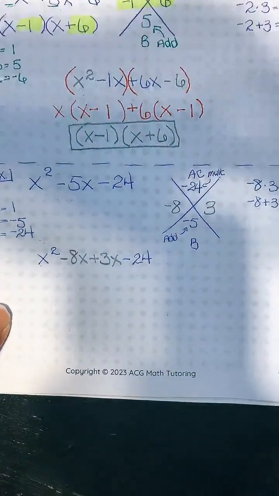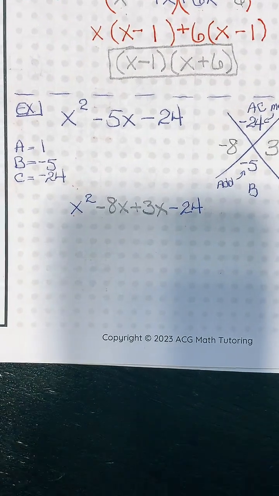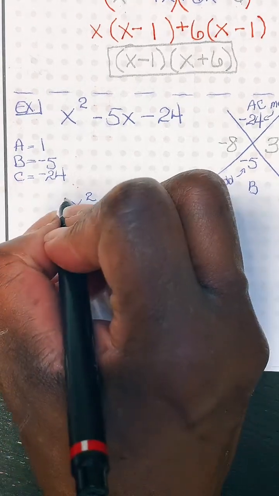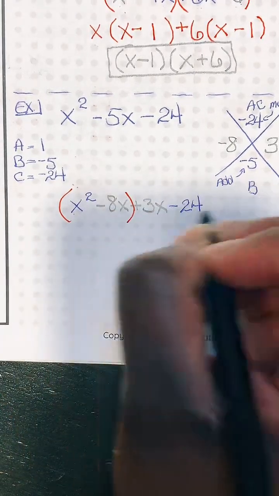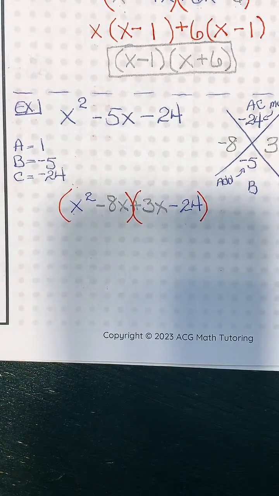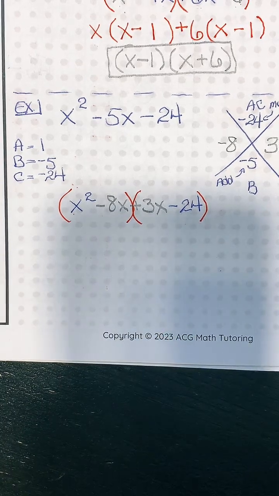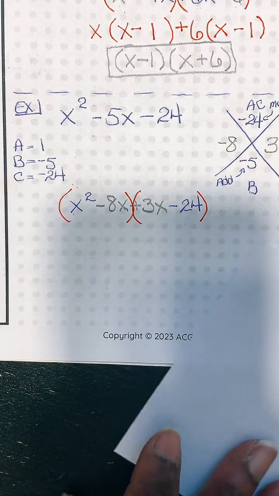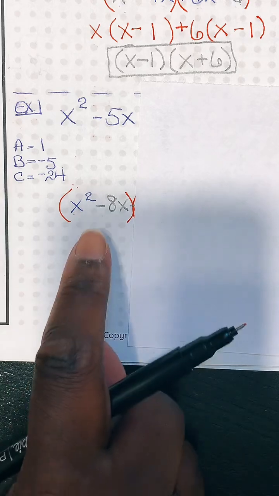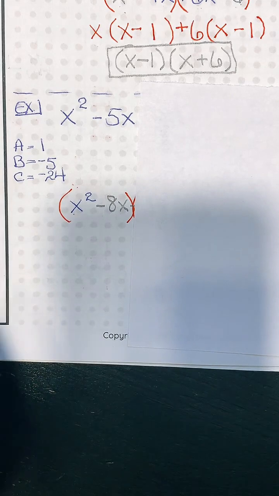Good. So now, we got 1, 2, 3, 4 terms. So we're grouping the first 2 terms, grouping the last 2 terms. So we need to find the GCF of each of the parentheses. So I'm going to cover the second one so we can focus on the first. What's my GCF of that first parenthesis?